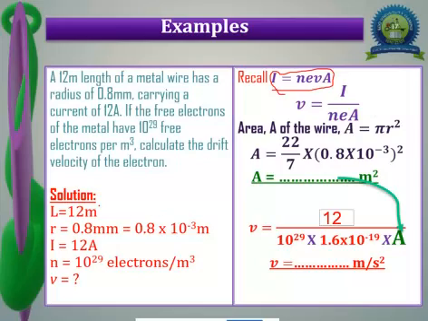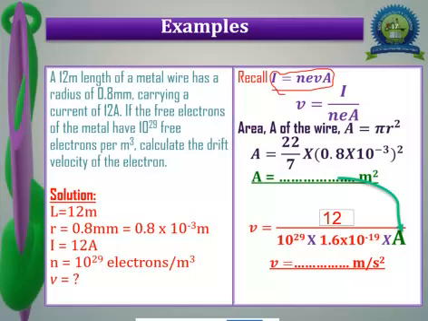Okay? Let's list the supplied parameters. L is given in meter and is in standard form, no need to convert. R is the radius of the wire that is given in millimeter, so we have to convert it to what? Convert it to meters. So we have 0.8 times 10 raised to power minus 3 meters. Okay? Then the next one is we have current I is equal to 12 ampere standard, and N is equal to 10 raised to power 29 electrons per meter cube standard.